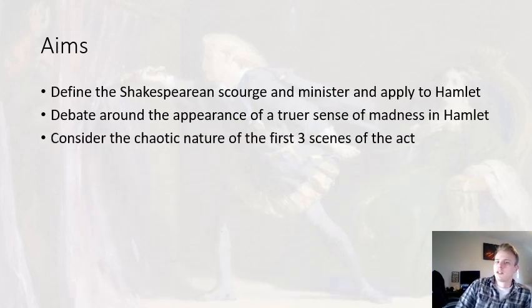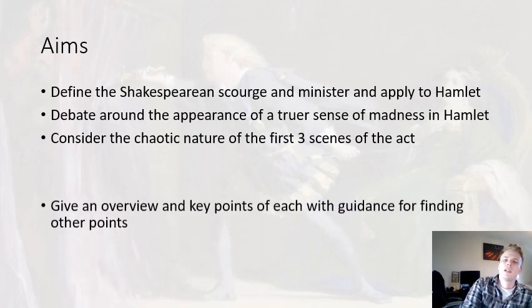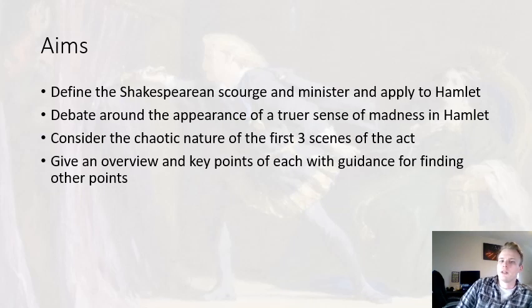So we need to consider the chaotic nature of those first three scenes of the act, not just in relation to Hamlet, but also in relation to Claudius's lost control. That's going to be important. And I will give you an overview and key points of guidance. I'm not going to point out every word, but I'm going to give you enough to understand the scenes to be able to pick out more than that.